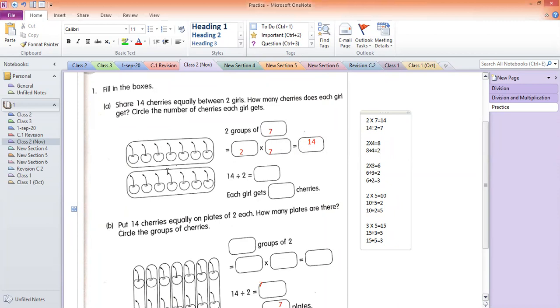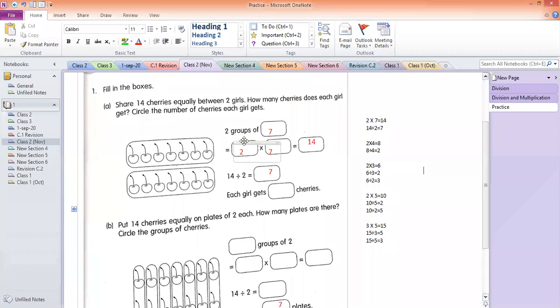Now, let's suppose they are not in groups. There are total 14 cherries and you are asked to share them into two groups equally. So from 14, you share one here, one here, and you get 7 and 7, which becomes 14. So you get to know that in one group there must be 7 cherries if there are total 14 cherries and two groups. So 14 divided by 2 equals again 7, with the same method which I taught you, because 2 multiplied by 7 equals 14 and you have to divide 14 by 2.